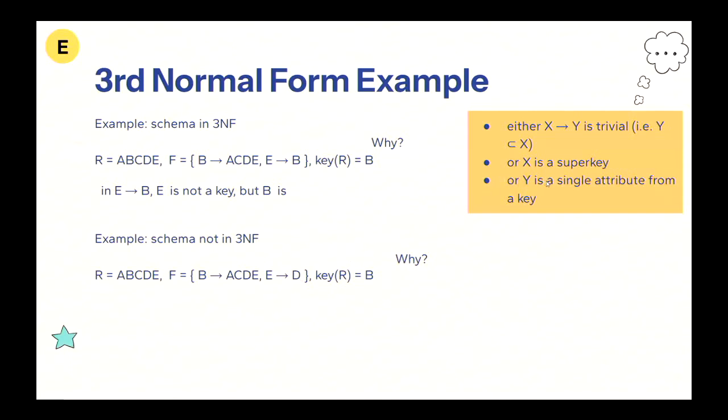And D is not a single attribute from a key. So that's why this schema is not in the third normal form. So basically it's kind of straightforward for you to determine if a schema falls into a normal form or not, because you can just go through all the functional dependencies and check one by one whether the functional dependencies can fulfill any one of the restrictions. So that's how you check if a schema is in a normal form or not.